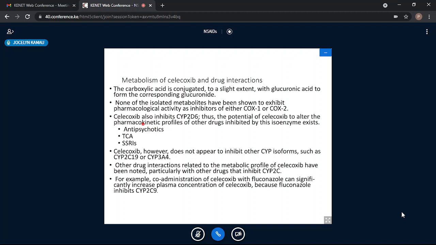One of the important things you can notice is that it also inhibits cytochrome 2D6. Cytochrome 2D6 is an important enzyme that catalyzes the metabolism of several drugs, including the antipsychotics, which we look at in due course, the tricyclic antidepressants, and the selective serotonin reuptake inhibitors, also antidepressants. So you find that these drugs are metabolized by cytochrome 2D6, and therefore, if this drug, as I had said earlier, inhibits that enzyme, you will have a lot of drug.